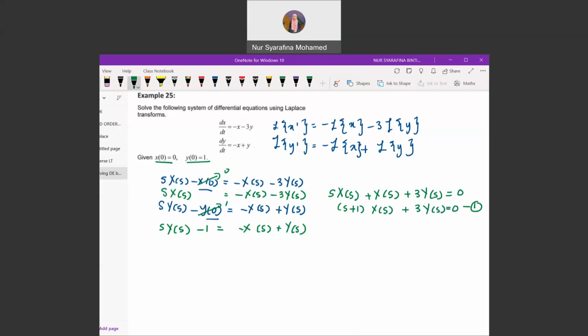Okay, and then look at this one. We have Xs, we put this to the left hand side, and then we have s Ys minus Ys equals 1. So here we have Xs, and we factorize (s minus 1) Ys equals 1. So this is your second equation. By looking at this, we rewrite it again so that we can see it clearly.